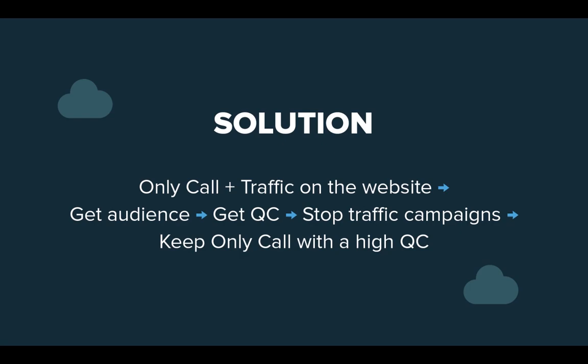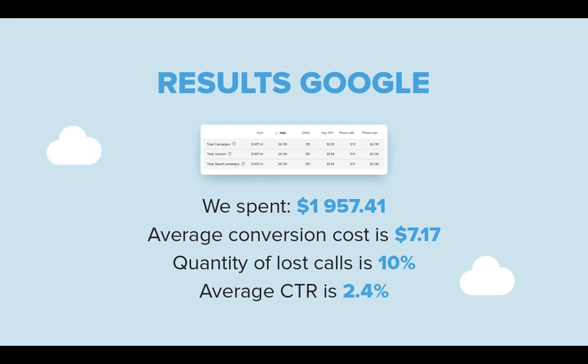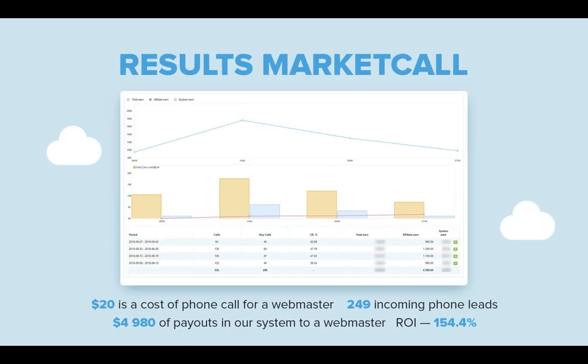We started simply to cut down some traffic messages and left a call only, and where they left both. But the landing page wasn't so good, and in the end we didn't have any traffic ads. The whole story ran from 10 of August to 29 of August this year, of course, and we received these figures. We spent $1,957. The average conversation cost is $7. Quantity of lost calls is 10%, and average CTR is 2.4%. Results in Marketcall platform.